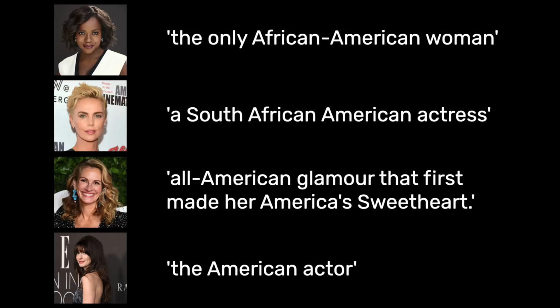So as you can see on screen, there are portraits of 4 actresses. So we have Viola Davis, Charlize Theron, Julia Roberts, and Anne Hathaway. And what I think is interesting, and this is where we can think about doing a semiotic analysis using the same source. These are descriptions all taken from vogue.co.uk. So we have Viola Davis described as an African-American woman. Charlize Theron is described as a South African-American actress. Julia Roberts is described as having all-American glamour and being America's sweetheart. And Anne Hathaway is described as American.